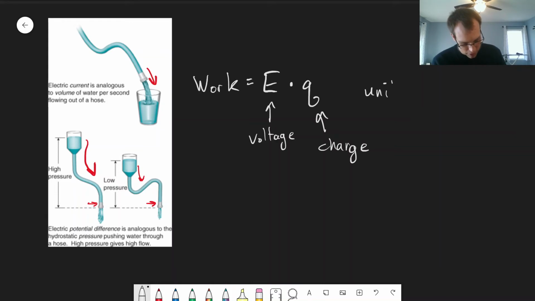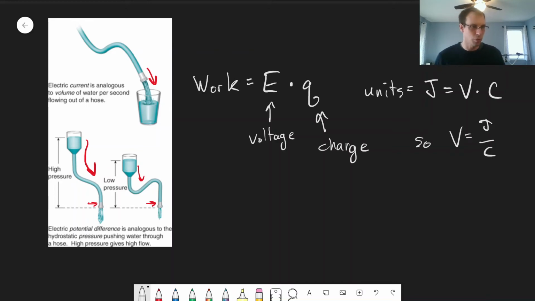So in terms of units, work is always given in units of joules, which is going to be equal to a volt times a coulomb, because that's voltage times charge. Another way of thinking about this is that now we have a different way of writing volts. Volts is equal to joules per coulomb. All right, and so the amount of work that can be done depends on the voltage, depends on how much force is pushing on it.